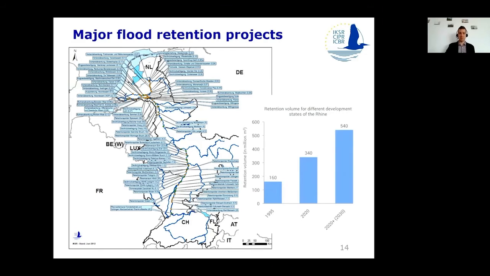We have a list of retention measures that is updated regularly. At first glance, the chart looks a bit confusing, but it actually reflects the variety of measures that have been realized, are in construction, or being planned. And each single symbol actually is the result of the coordinated efforts of 9 nations, all concerned with the same river. Since 1995, the retention volume has been doubled, and we're aiming to increase it even more by 2030.